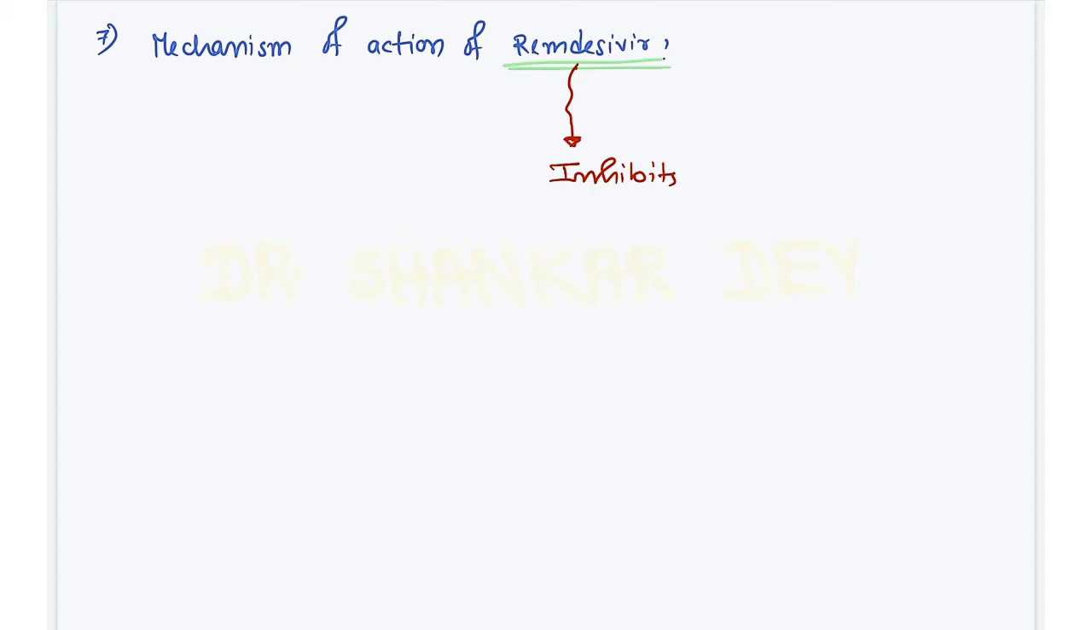Which is the actual answer for this question? This remdesivir inhibits RNA dependent RNA polymerase enzyme. So this is the answer for this question.